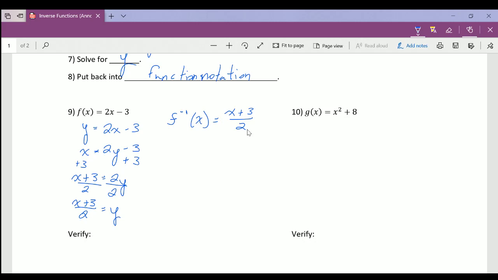You might find yourself where you need to take the 2 and apply it separately to those. It kind of depends on what format you're being asked for. If you do need to do it that way, just x over 2 and 3 over 2. So that's basically the same thing. Why does it change into f of x? Well, because we started with f of x. So it becomes the inverse of f of x. The next one we'll do g of x and the inverse of g of x.